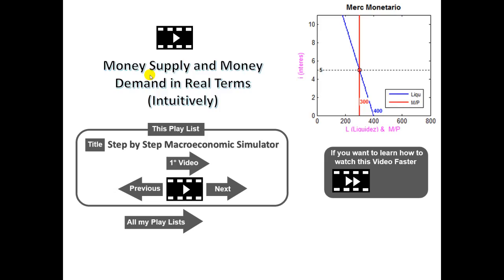Hello. In this video we are going to talk about money supply and money demand in real terms intuitively. And we are going to analyze one of the graphs of the simulator.